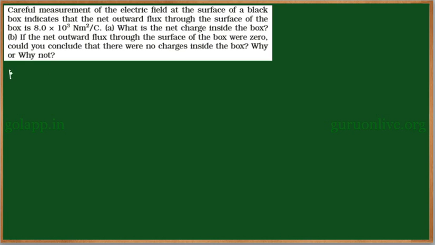Our motive is, so assume that there is a black box like this. So some charge exists inside that box. So due to this, you have some flux around it. We need to find out the charge which is inside that black box by using the flux.